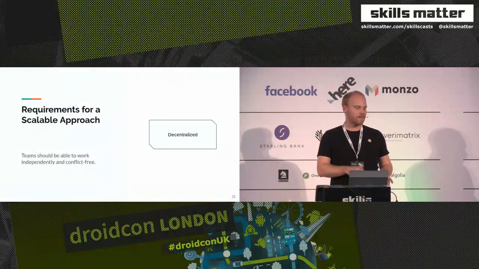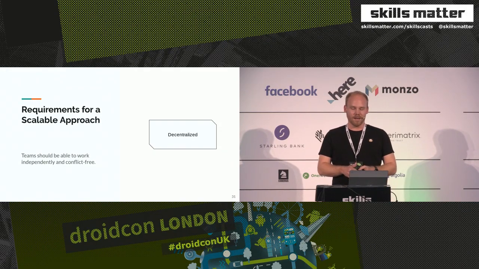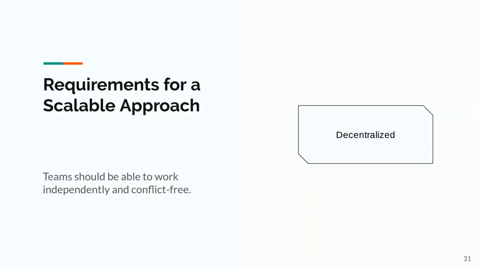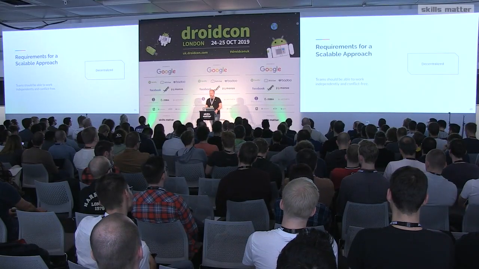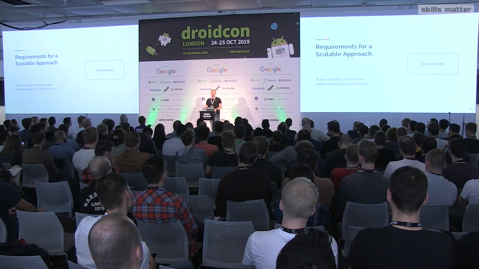The second requirement we have is we want our solution to be decentralized. The goal is to allow teams to work independently. We want to avoid having a central navigator file that everyone has to touch all the time. That would create bottlenecks and conflicts. Each module should be able to expose module-relevant navigation to the application.